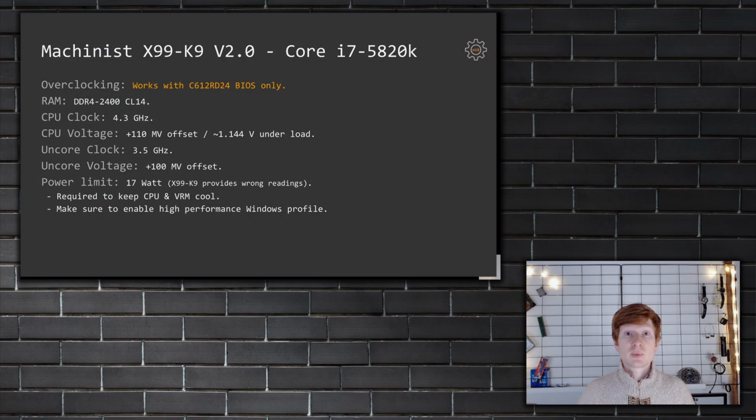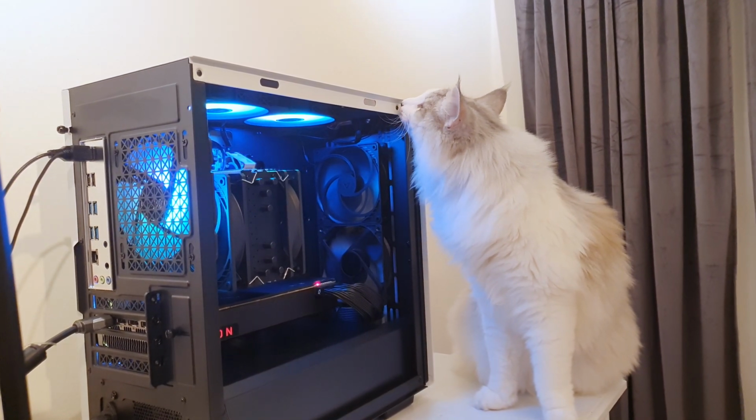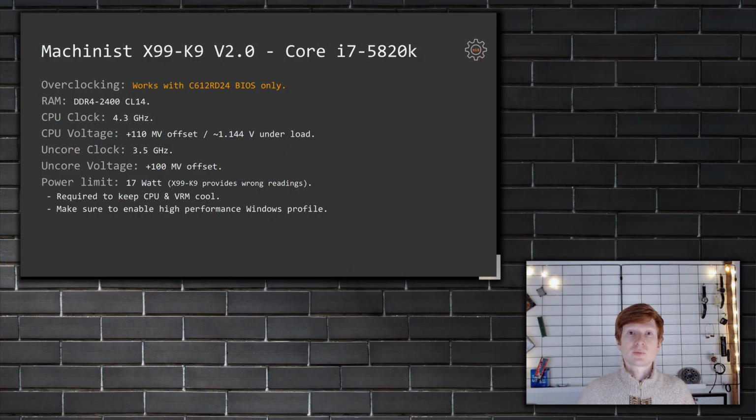I have also applied a power limit of 17 watts for my i7-5820K. Of course, 17 watts is an artificial value because X99-K9 provides misleading and wrong power consumption readings. This limitation is necessary to reduce the power consumption by the CPU, otherwise the CPU consumes more than 200 watts from the wall, the CPU overheats and the VRM overheats as well.